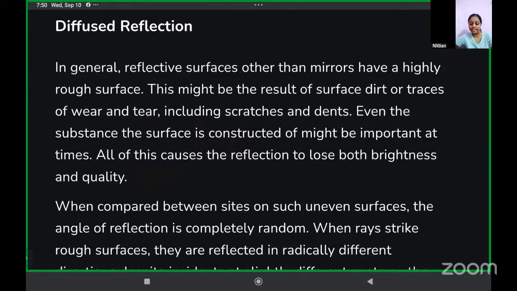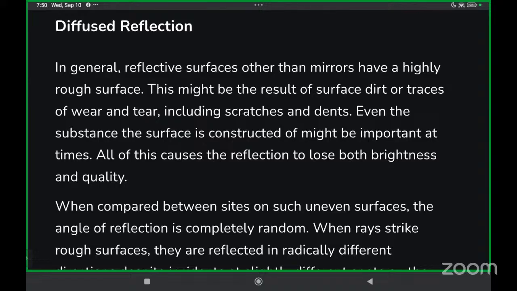Okay, so we were talking about diffuse reflection. In diffuse reflection, the surface is rough, the surface on which the incident rays are falling is rough. And due to that, the rays that get reflected in the other direction are non-uniform. Some may go in different directions. That is because the incident rays are falling on a rough surface.